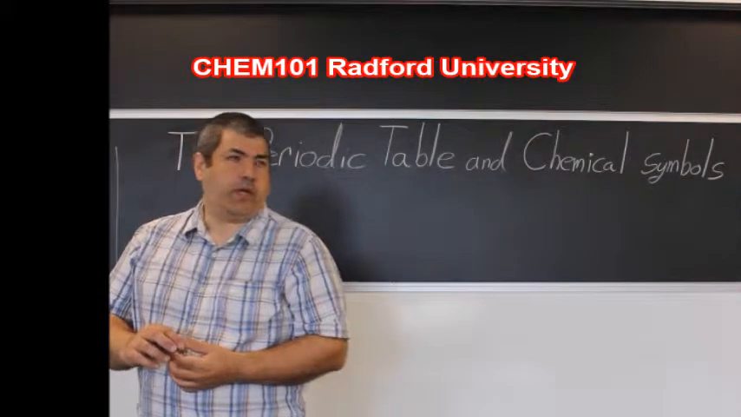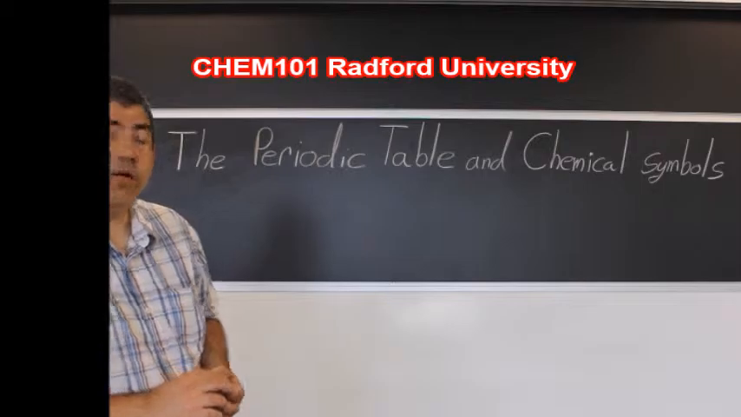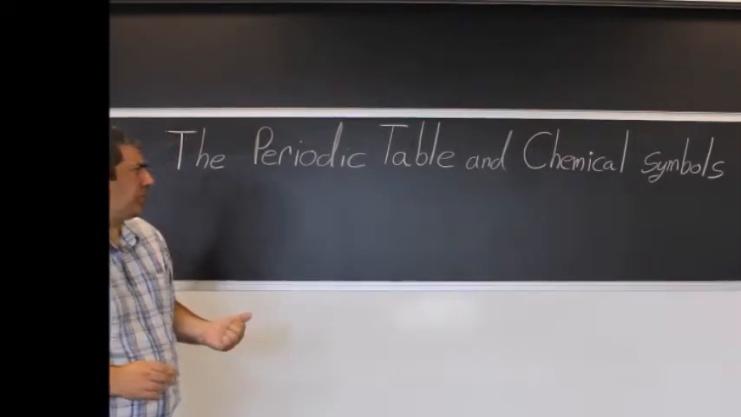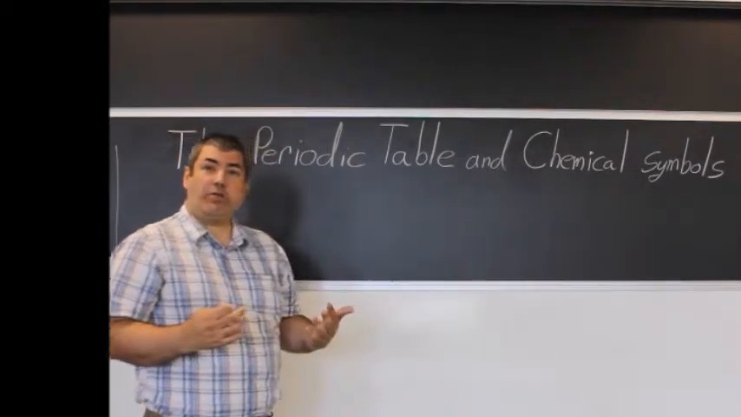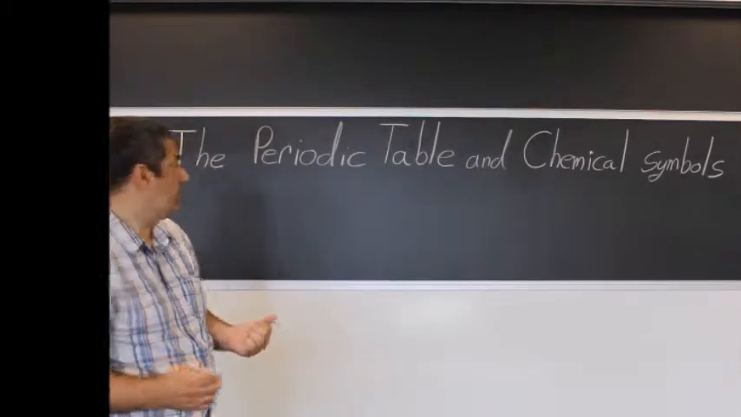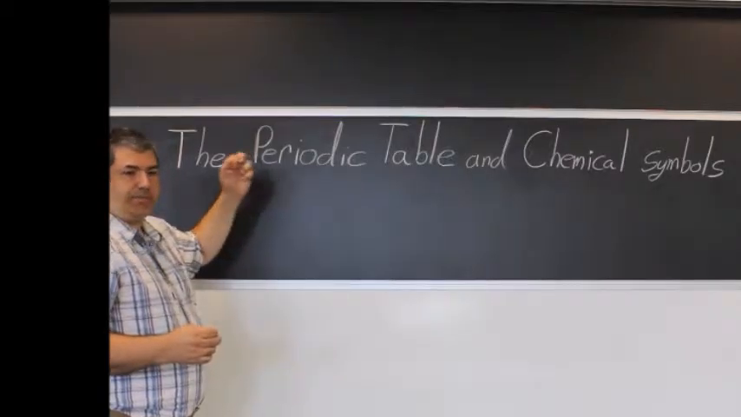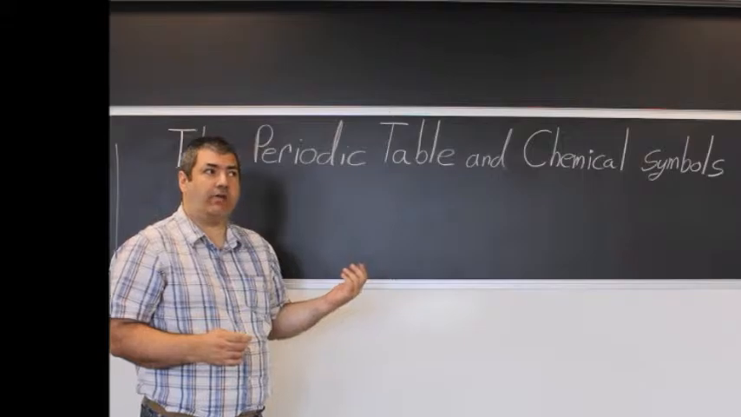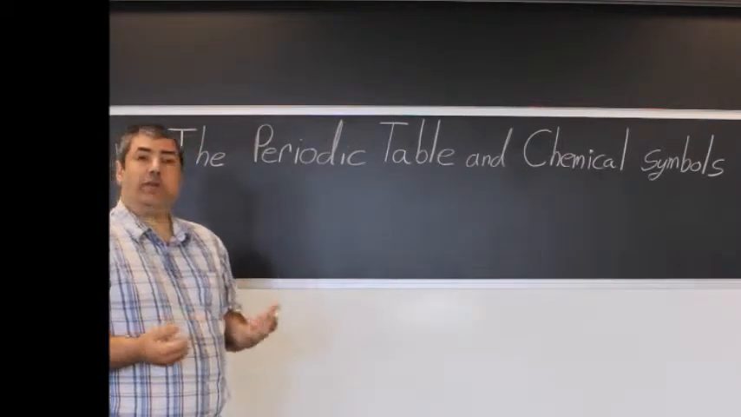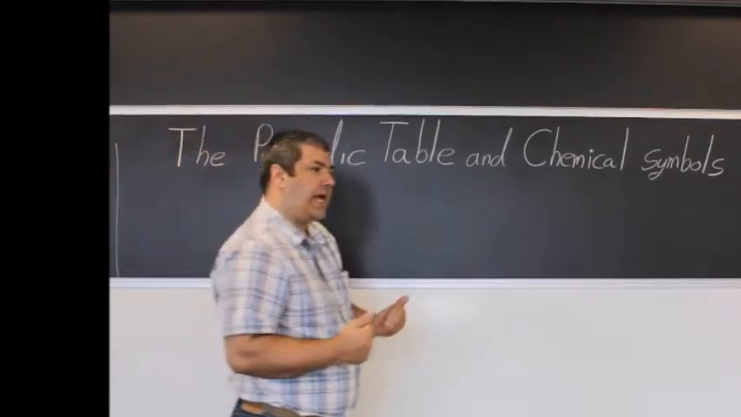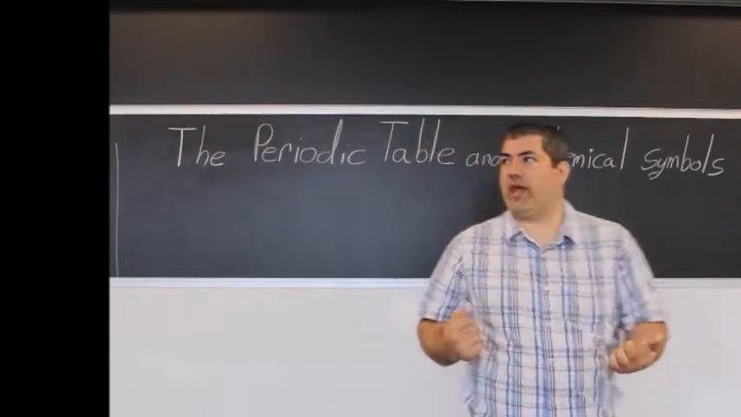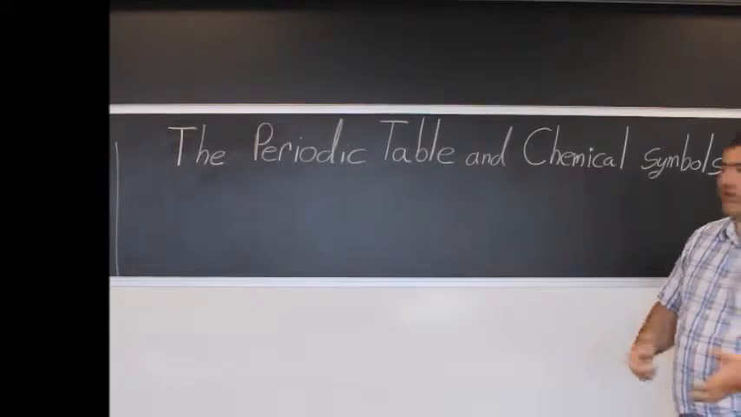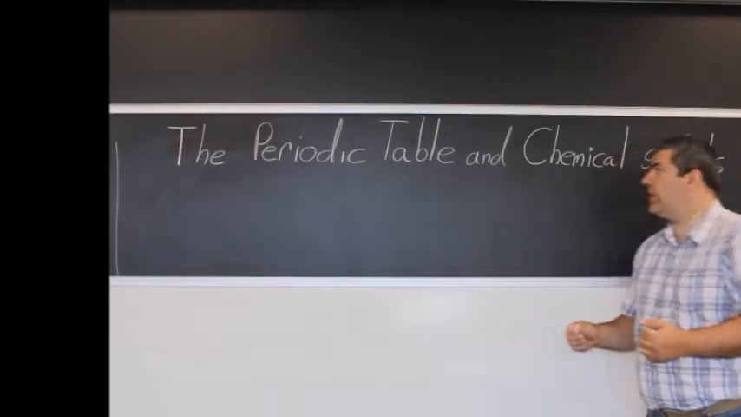So the next topic that I want to briefly talk about in this video is the periodic table and chemical symbols. And this is pretty much the heart and soul of chemistry, the periodic table. The analogy I tend to use talking about chemistry is that you're not taking a science class, you're really taking a foreign language course. And that's not as crazy as it sounds, because we're going to see that the periodic table is our alphabet, our Rosetta Stone, whatever you want to call it.